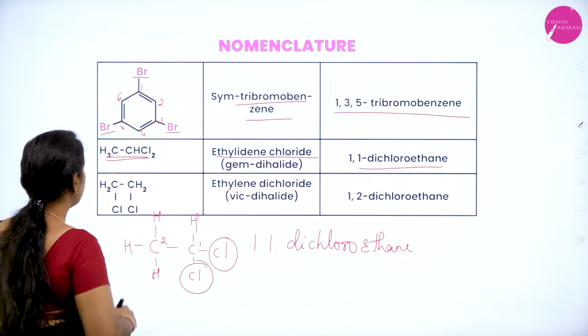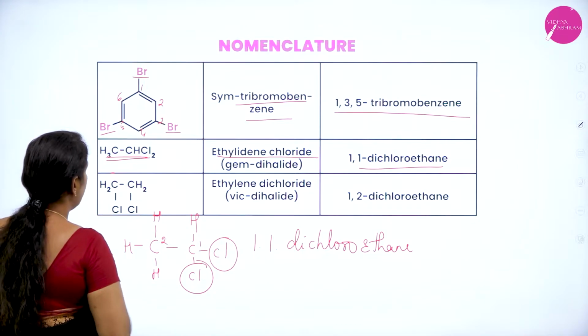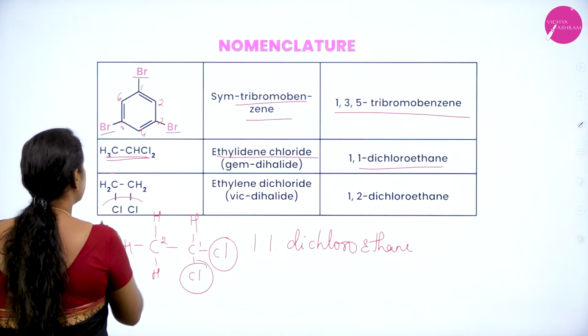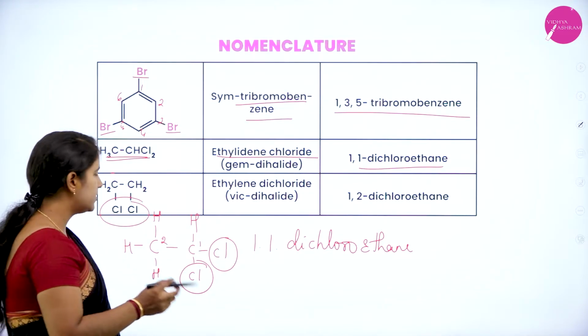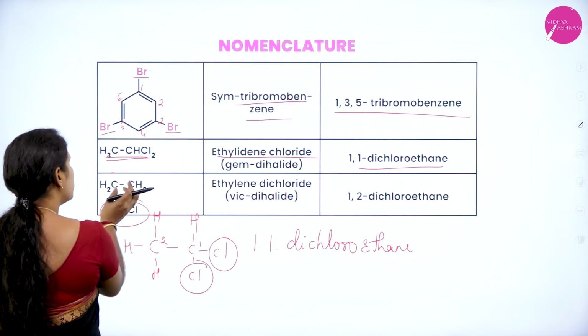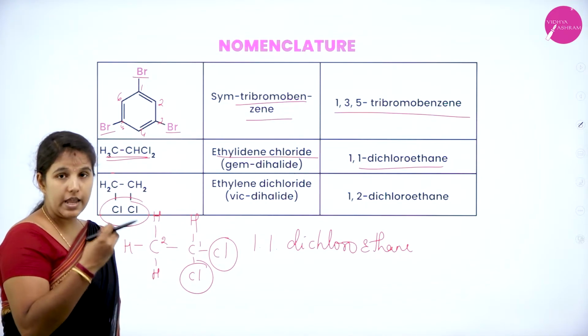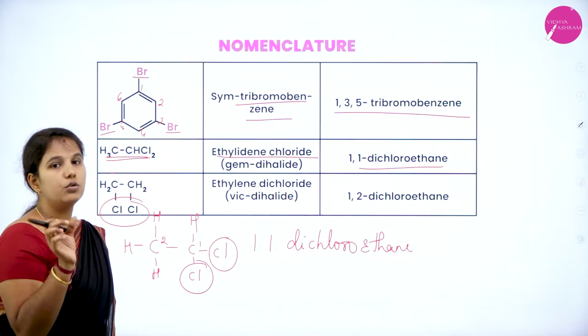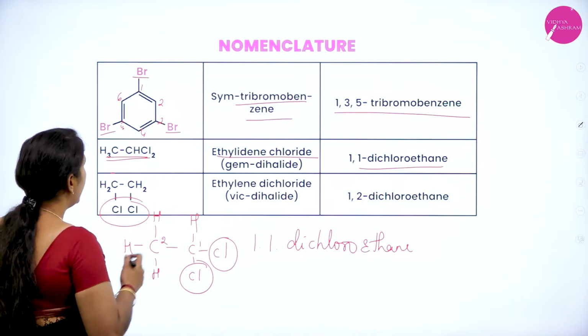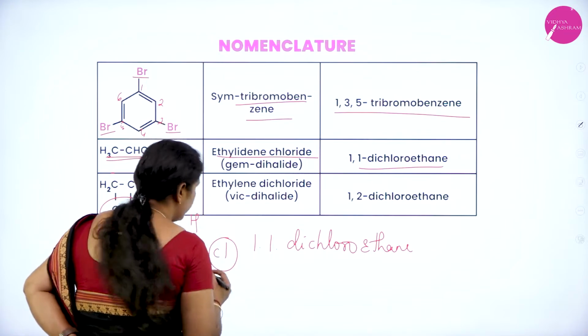Okay. Next we have CH2Cl-CH2Cl. It is known as what? Vicinal dihalide, because you can see that two same halogen groups are attached to two different carbon atoms. And the IUPAC nomenclature goes like this.